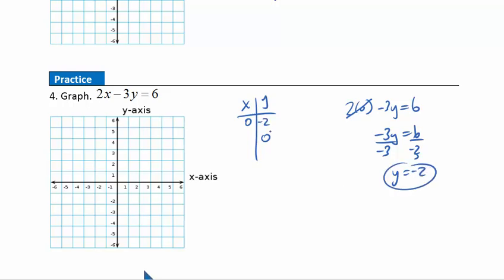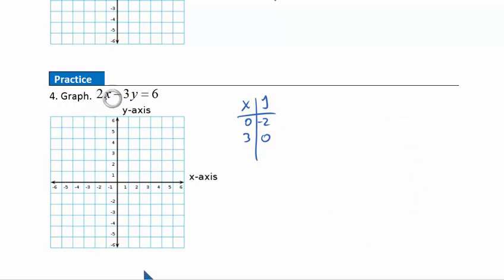So there's that point. Now I'm going to try a 0 for y. So notice negative 3 times 0, that's going to give me 0, so I'm left with 2x equals 6. And you can see right from there that x is going to be 3. Now let's find a third point to be our check.